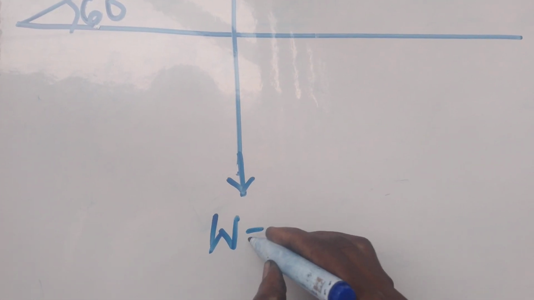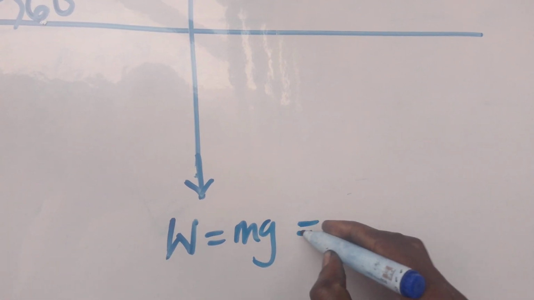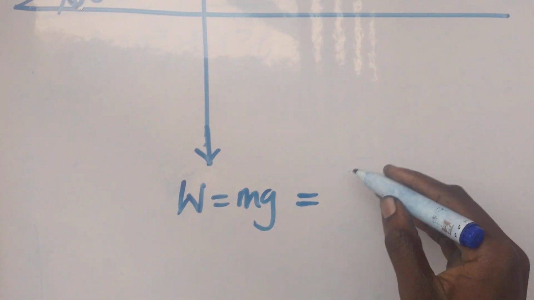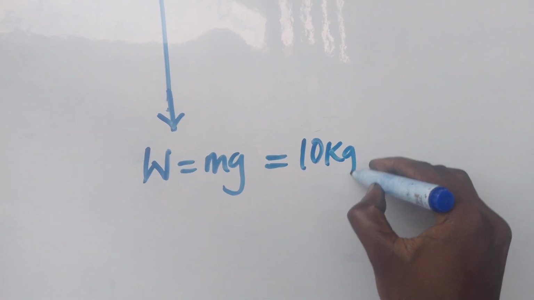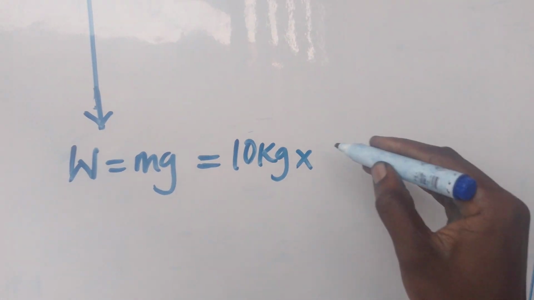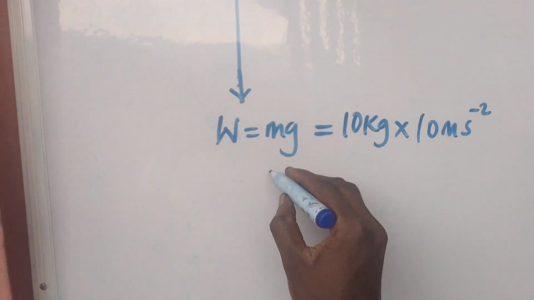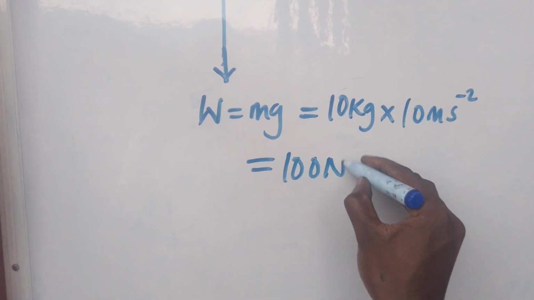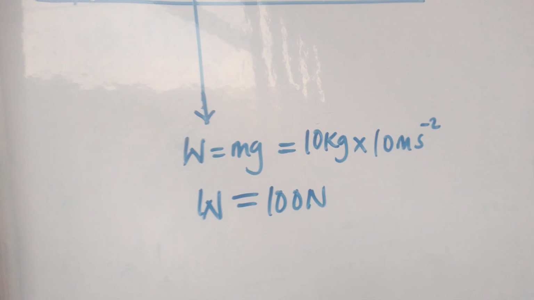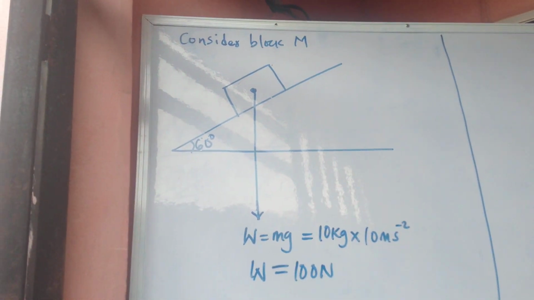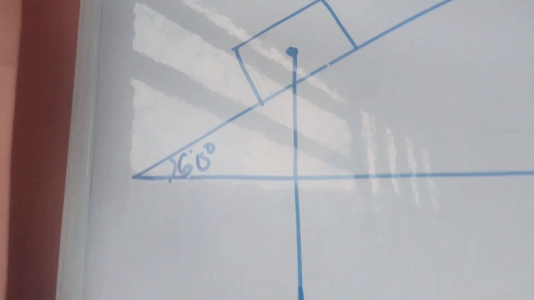The weight W will be equal to mg. The mass of the block is 10 kg, that's 10 kg times 10 meters per second square. So 10 times 10 will give us 100, which is 100 Newton. The weight of the block is 100 Newton, acting vertically downwards.